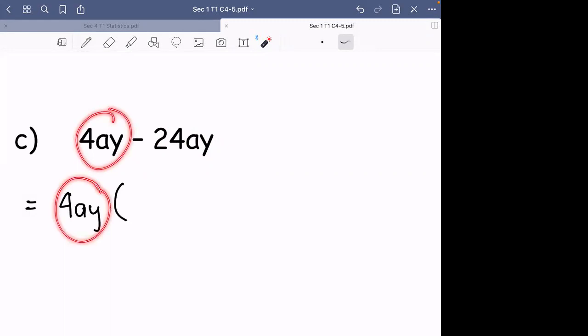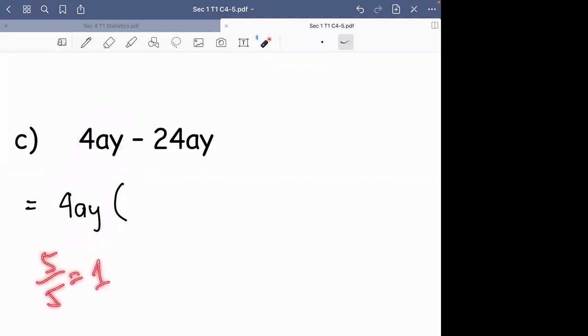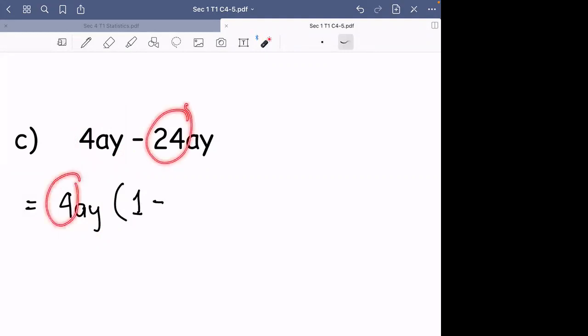Class, what do we get? What's our answer here? If you divide two things that are exactly the same, what do you get? 5 divided by 5, what do you get? 1, right? So the answer is 1. And then minus, 24 divided by 4 is 6. And then AY divided by AY, that's 1.